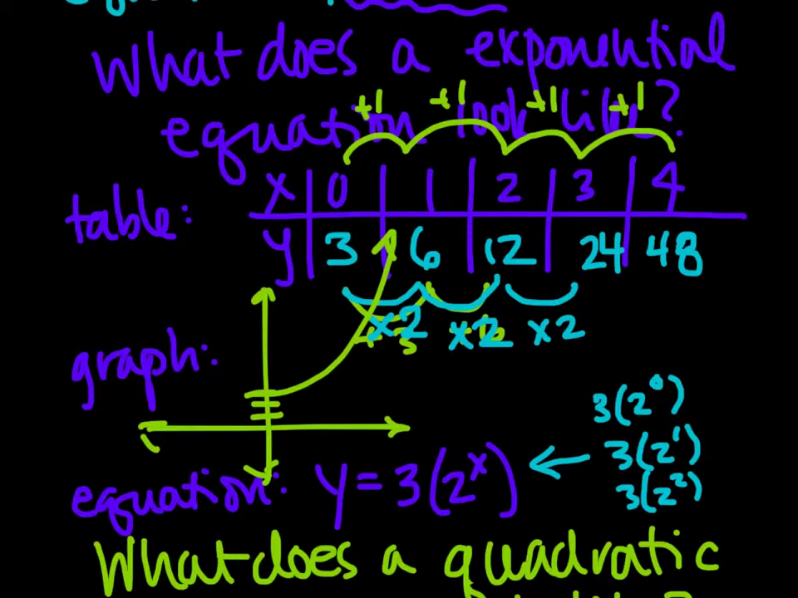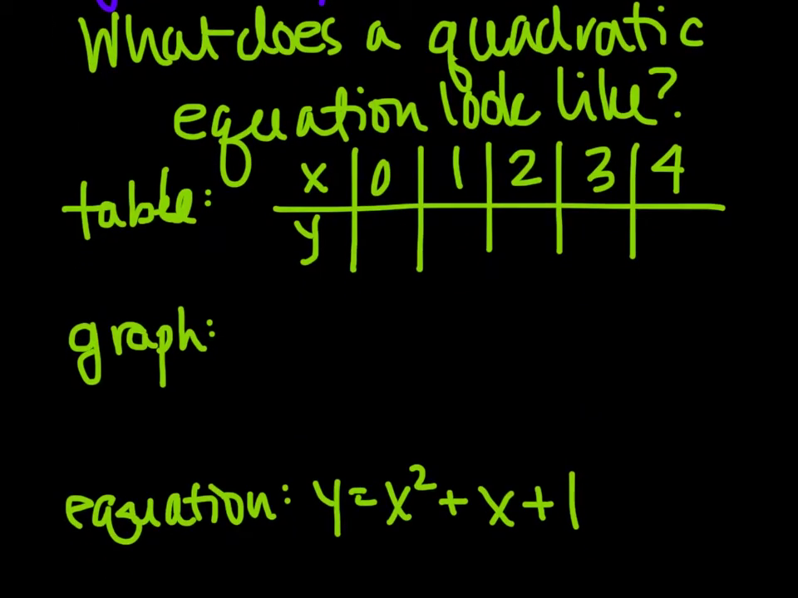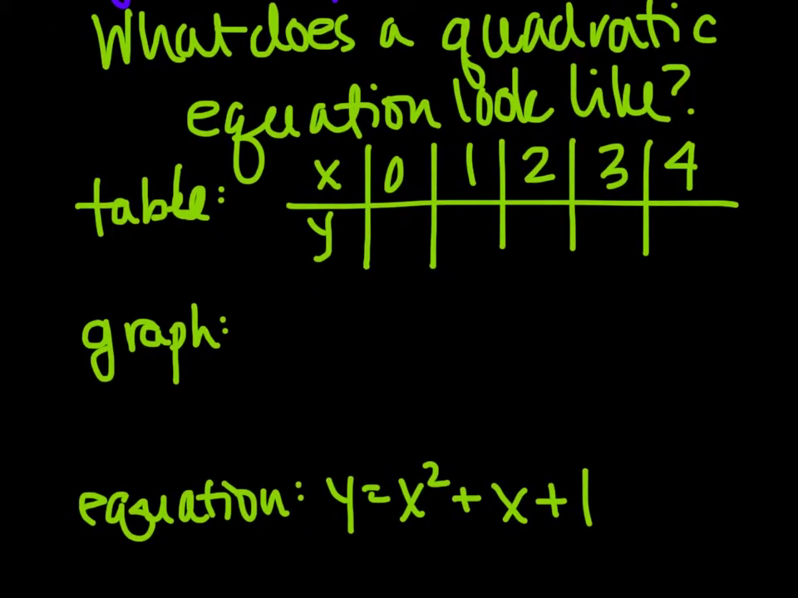Kind of interesting. Let's look at one last equation before you start in on the investigation. What does a quadratic equation look like? We've already talked about it. It looks like a big, huge arch. It'll have a maximum point. Or it'll look like a big, huge hole, and it'll have a bottom point. It'll look like a valley. So we have y is equal to x squared plus x plus 1.